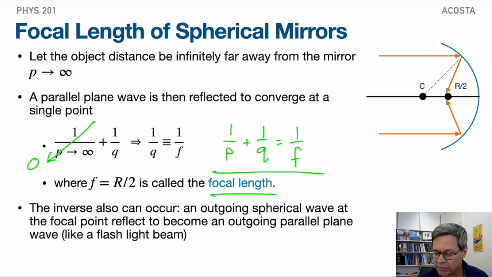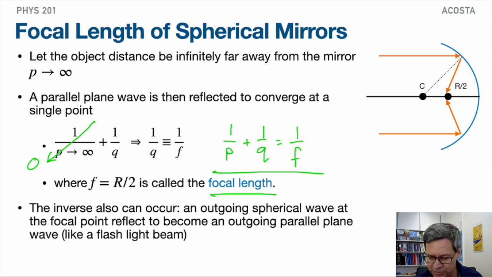Now, just to point out, this was solving for the image location when we had an object infinitely far away, so that light rays came in from infinity basically parallel to the optical axis, and they were focused, and they have to focus actually at an image point q that is half the radius of curvature. But interestingly enough, the inverse also happens. I can have a light ray leave the location here at r over 2, and then come up and reflect and go out, and it will become a parallel beam of light. So the inverse also happens.